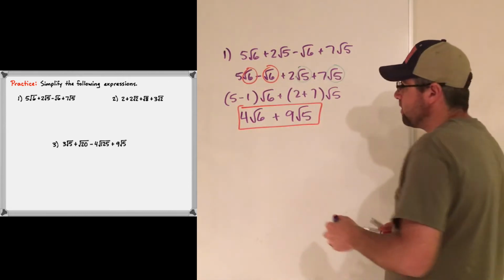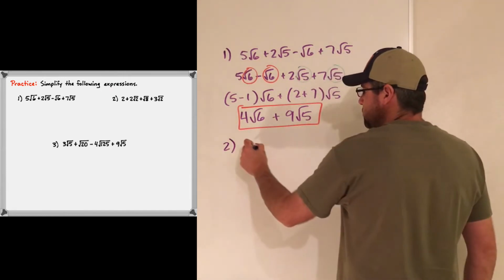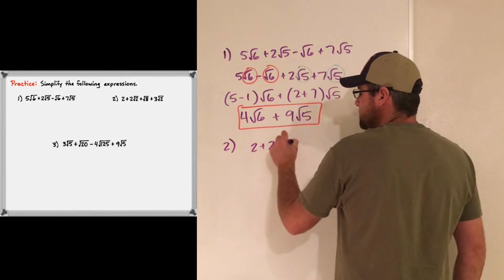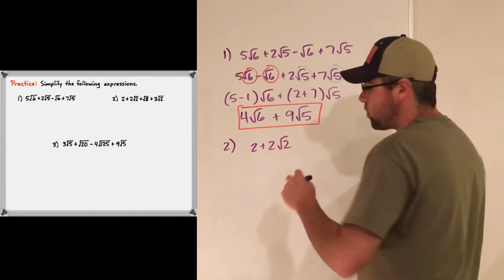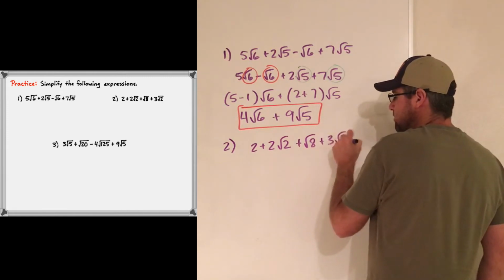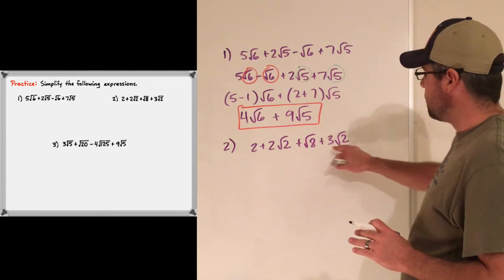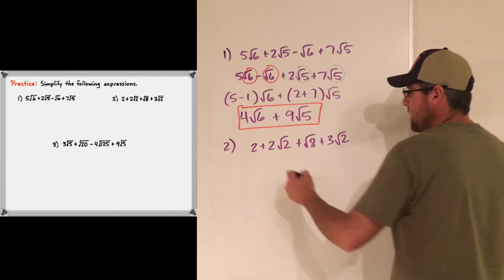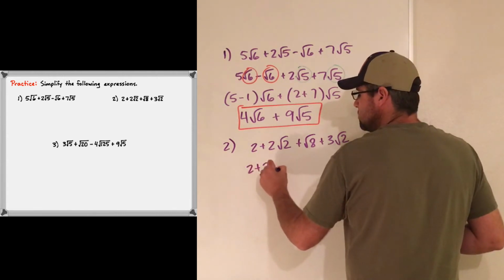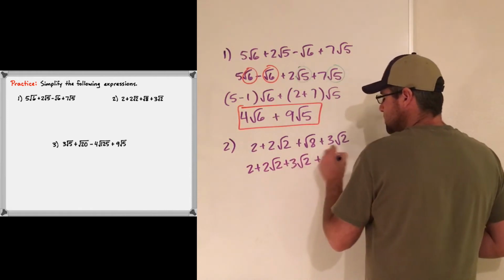Number 2, let's see if we have room for number 2. Number 2, we have 2 plus 2 rad 2 plus radical 8 plus 3 rad 2. Now, right off the bat, we can see that a rad 2 and a rad 2 go together. So we could rewrite that. We could say 2 plus 2 rad 2 plus 3 rad 2 plus rad 8 if we wanted to.